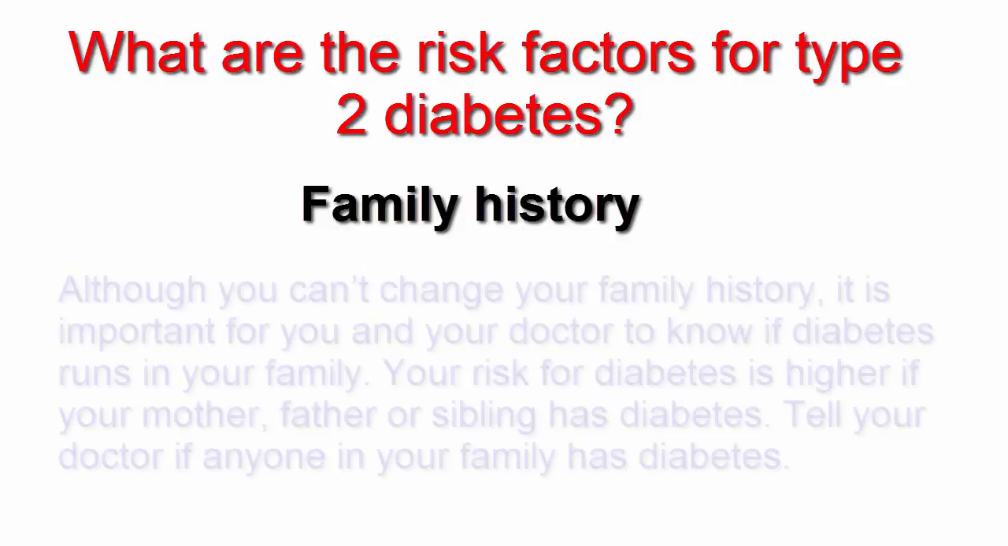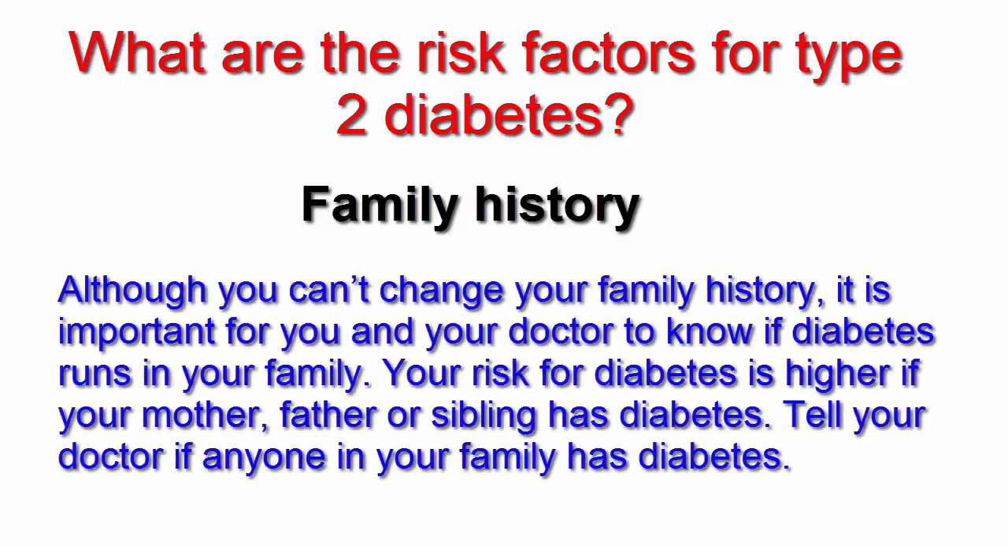Family history. Although you can't change your family history, it's important for you and your doctor to know if diabetes runs in your family. Your risk for diabetes is higher if your mother, father, or sibling has diabetes. Tell your doctor if anyone in your family has diabetes.